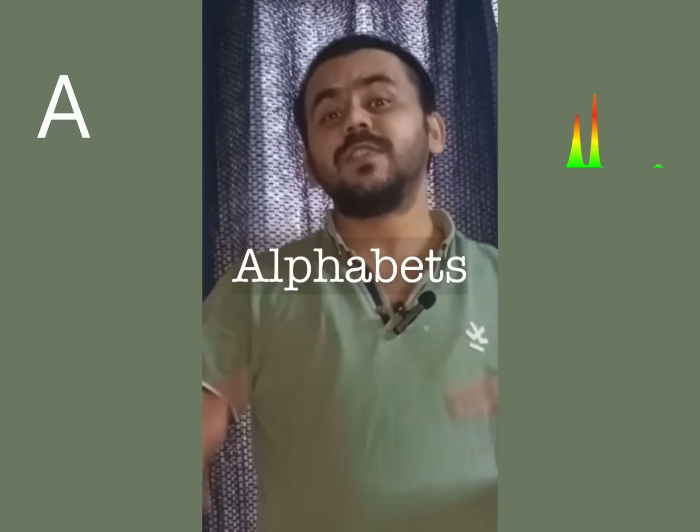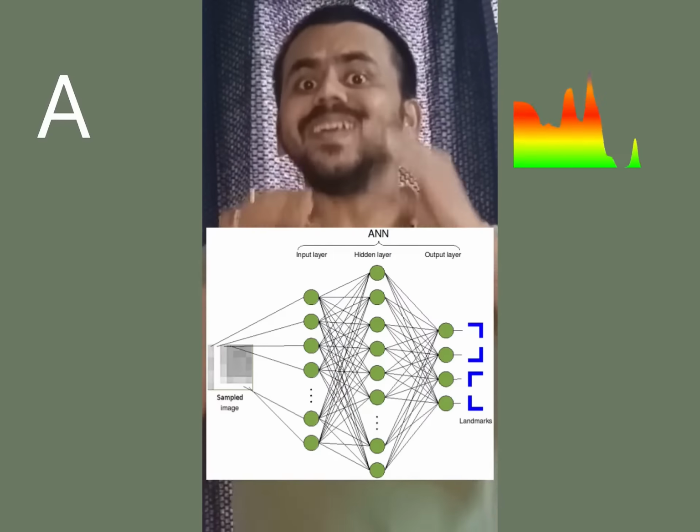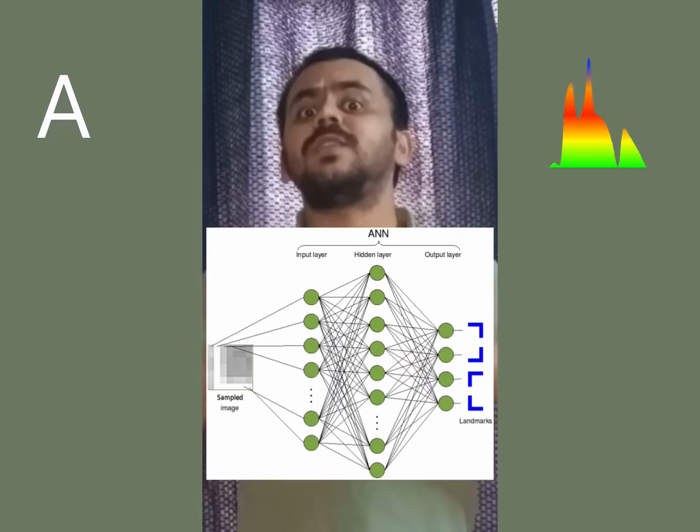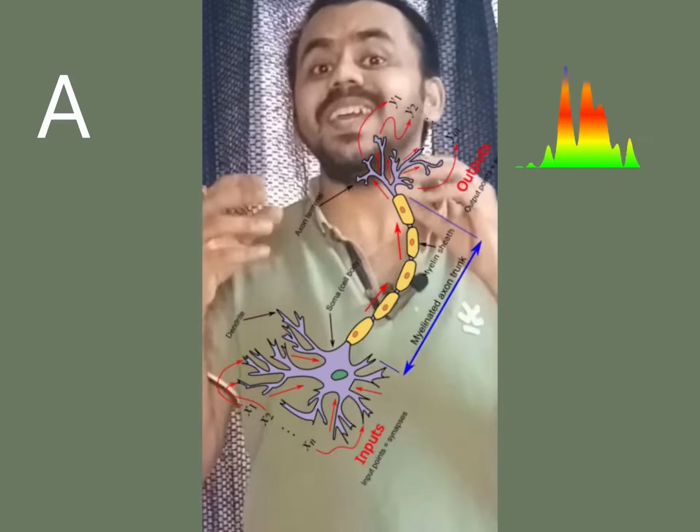Learning alphabets with data science. A for artificial neural network. It mimics the human brain's neural network. Hidden units of the hidden layer in the artificial neural network architecture can be thought of as neurons, and they introduce non-linearity with inputs and few biases.